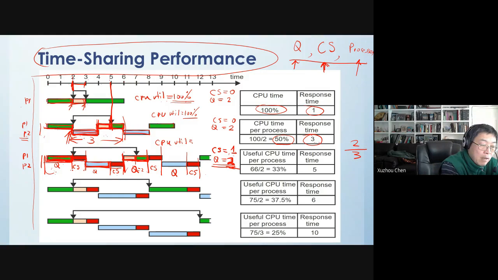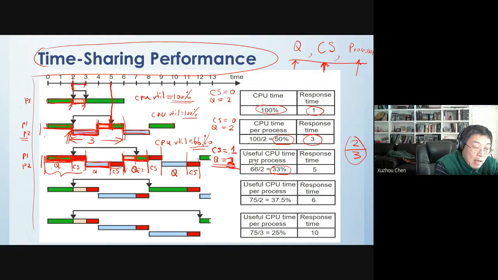Because for every 3 time units, 1 time unit is wasted. So only 2 are a meaningful use of time. So 2/3. 2/3 is about 66.666, it's continuous, but I'll just say it's 66%. Now this 66% is the total CPU utilization. Okay, 1/3 of the CPU time is wasted. However, this 66% is also shared between these two. So each process only gets 33% of the CPU time.